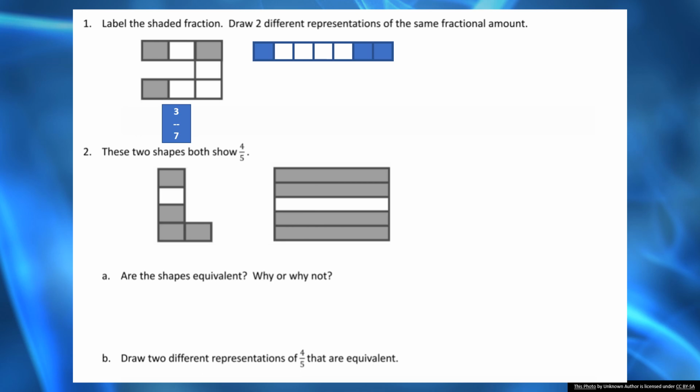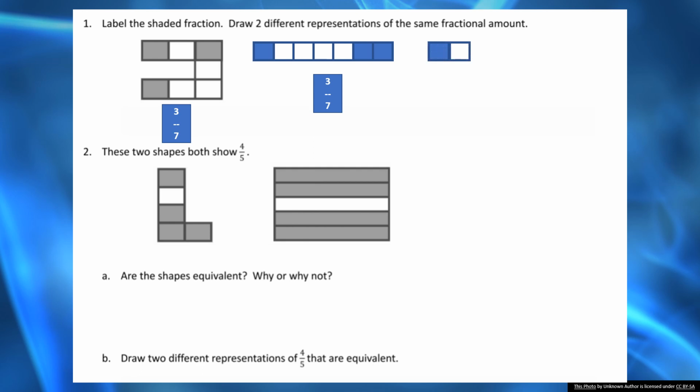So this model, although it looks different from the other one, the squares are about the same size, and I'm showing the same amount. So this model is also 3/7. Now, I need another model. So I need 7 total squares, but these need to be arranged differently because it said two different representations of the same fractional amount. So let's see.